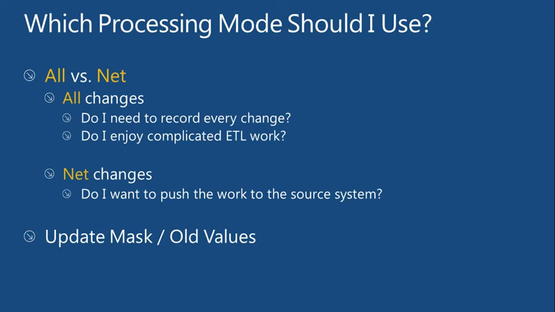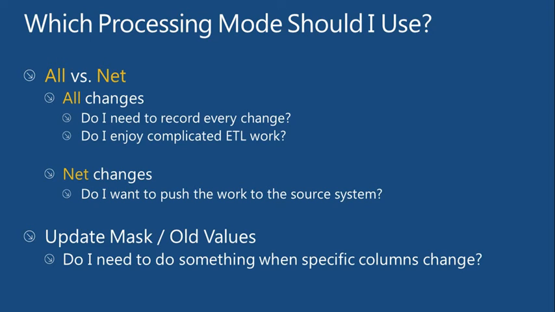The next thing you need to decide is, do I need the update mask or old values? Okay. And that's usually around, do I need to do something specific when a column changes? Do I actually implement business logic within my SSIS package to validate a change? Like, for example, a field can go from A to B and B to C, but can't go from A to C. All right? Do you actually validate that sort of thing within your SSIS package? Do you need to know when specific packages change?